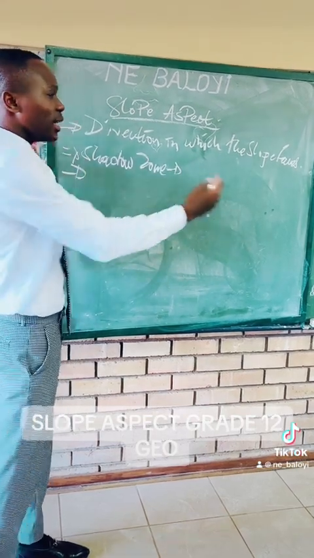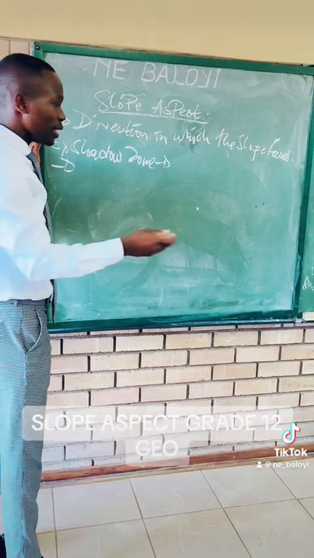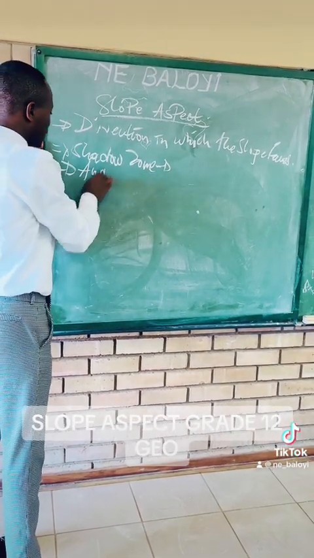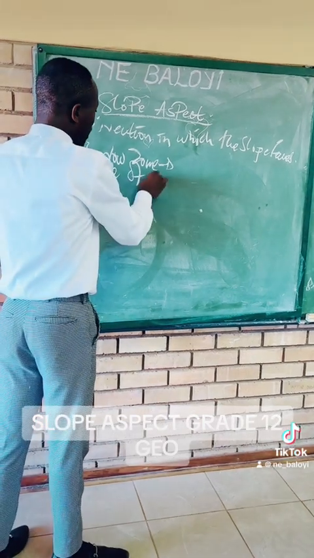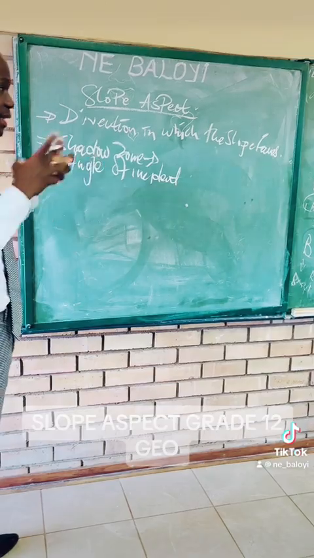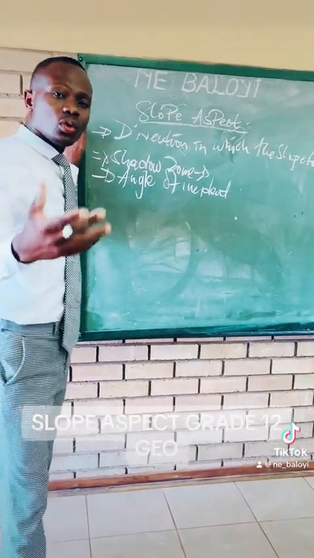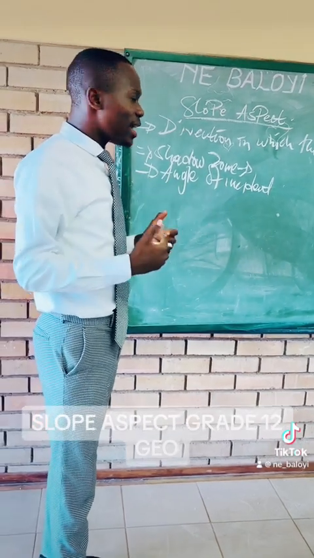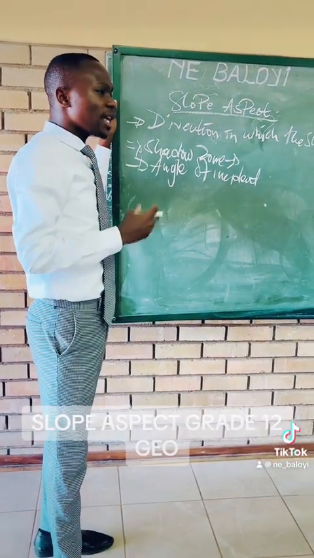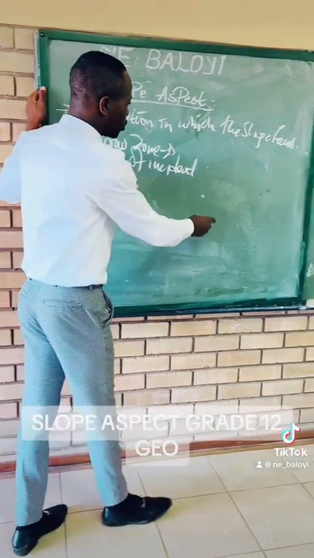And what is the name of that side? Angle of incidence. Angle of incidence is the side which receives the sun's rays. So I conclude that you cannot understand the slope aspect if you don't understand the globe. So this is how we are going to understand it.